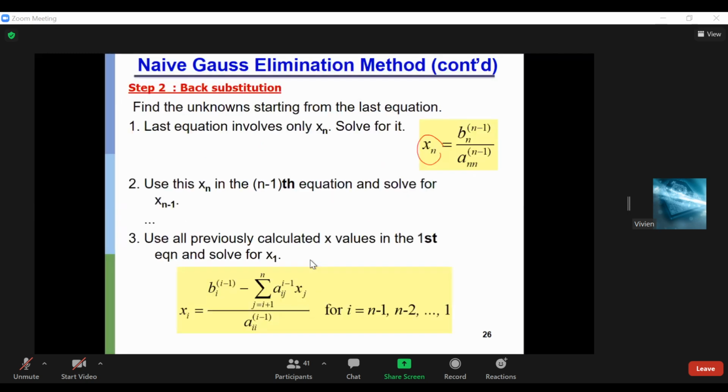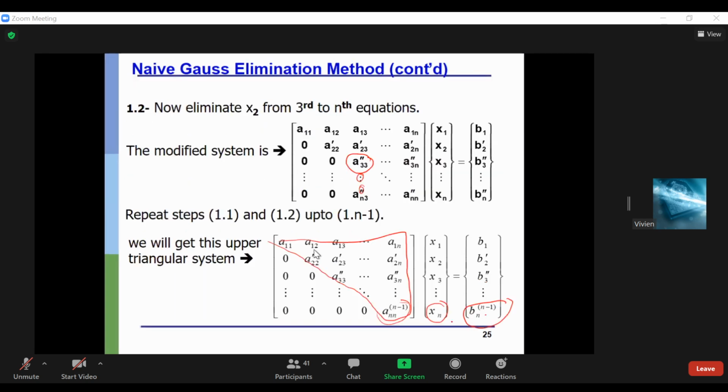Once we have the value of xn, we can return to the previous equation. So we can do backward substitution. We go into the n minus 1 equation to solve for xn minus 1 and so on up until x1. The last variable that we get from the backward substitution is x1. This is called backward substitution because we start from the last row first and then return to the first row.